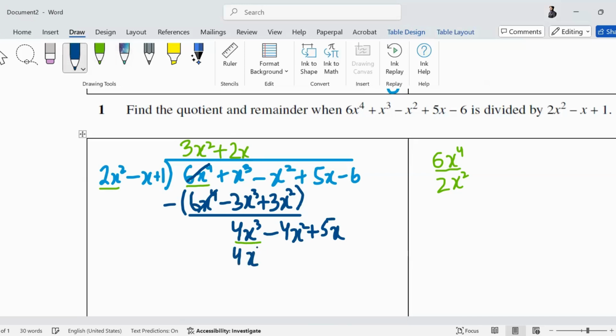This will become 4x cube minus 2x squared and plus 2x. And then what will we do? We will subtract.